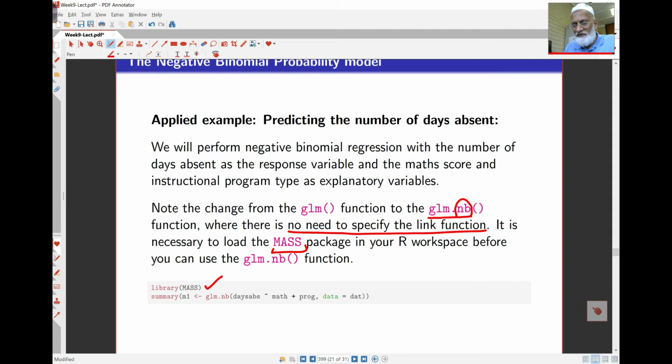So library(MASS) first, then the usual model specification is glm.nb. Days absent is our response variable, and the other variables are maths and program. Actually, we can also use gender here. We can add that as well, and we'll see how that works out later. This is all we require. Notice how this looks as well. I've got the object M1 associated with the model, but I've got brackets all the way around, so it gives me the summary as it runs the command.